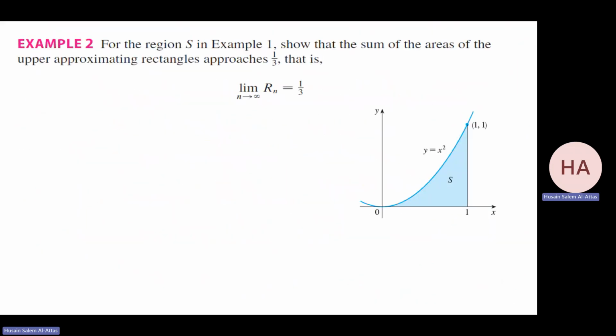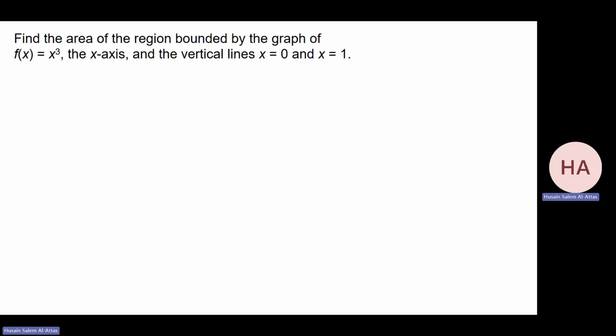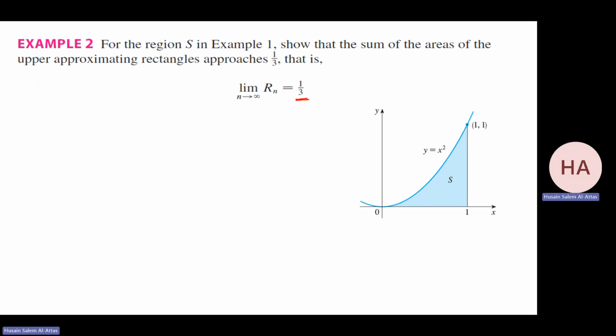Now let me do this one completely to prove that it is 1 over 3. I will use the right endpoint. You can use either the right endpoint or the left endpoint, it's up to you. Show that the sum of the areas approaches 1 over 3. Use the left or right, you'll get the same answer. So let me do it, and then I will stop. Okay. Now this is the function. I'm using the right endpoints.